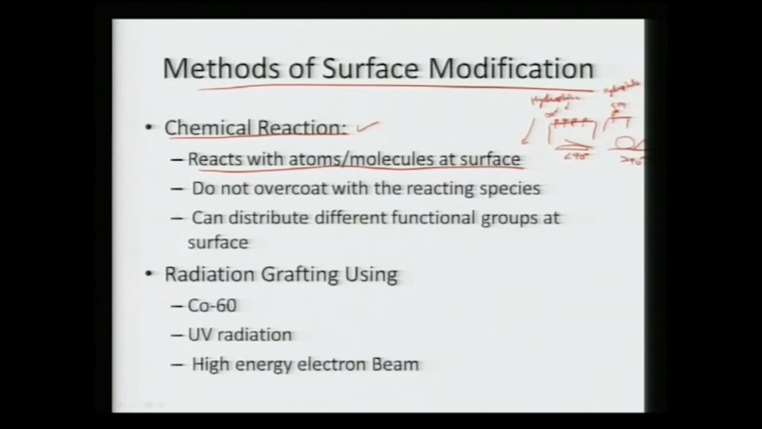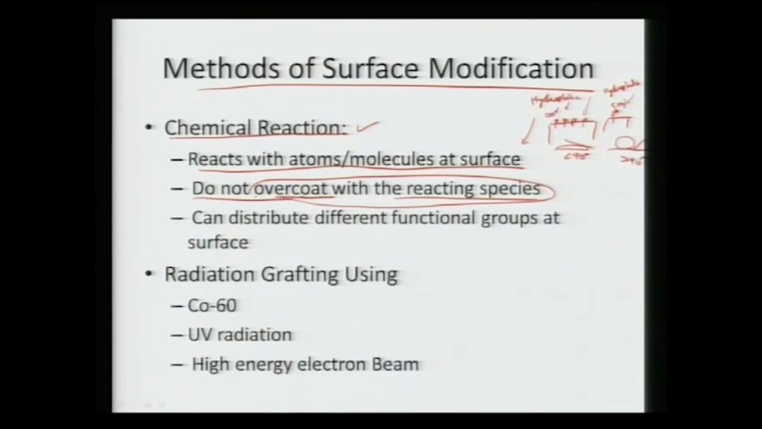And again, the chemical reactions generally form monolayers. So, they do not overcoat with the reacting species. If we are reacting it with certain species, we do not want it to settle down on this particular surface, but just form a single monolayer on the top of it, and they should not overcoat with the reacting species.